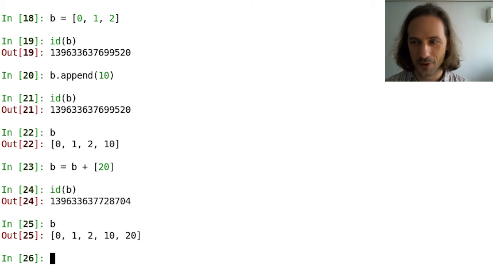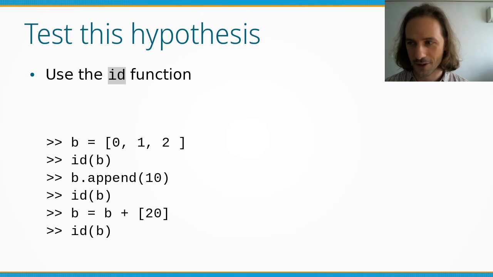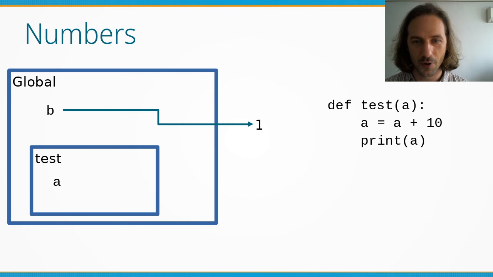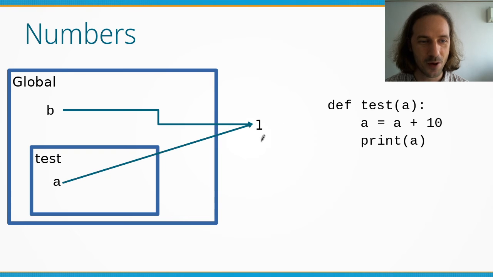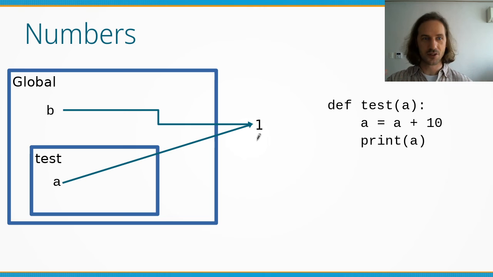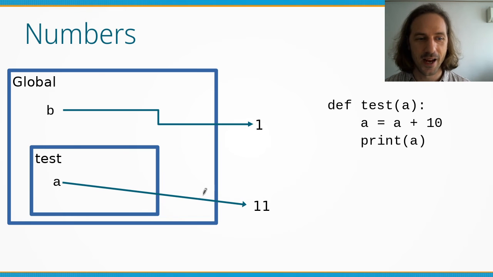So I hope this cleared up things a little bit. Once we understand this one, then we can go back to our numbers. And in numbers, how can we use this? Well, B is just 1, but once I invoke this function, A will point to the same thing, which is 1. But then when I change this, you cannot change a number. So numbers are unchangeable. 1 is always 1, so you cannot change 1. The only thing you can do is reassign A to a different number.